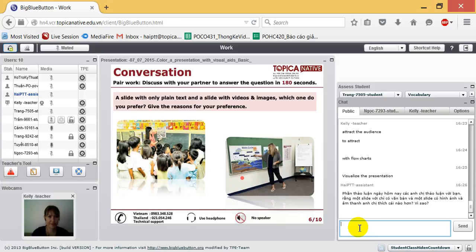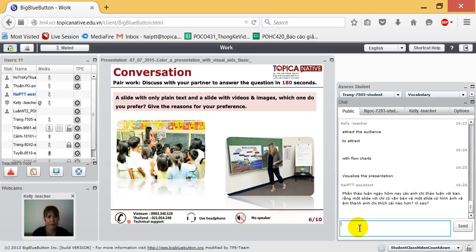Why? Because if we prepare a slide with text, it will make the audience bored when they listen and look at the slide. And if you add video and images, the presentation will attract the audience. Yeah, it's difficult to work a slide with video and images.